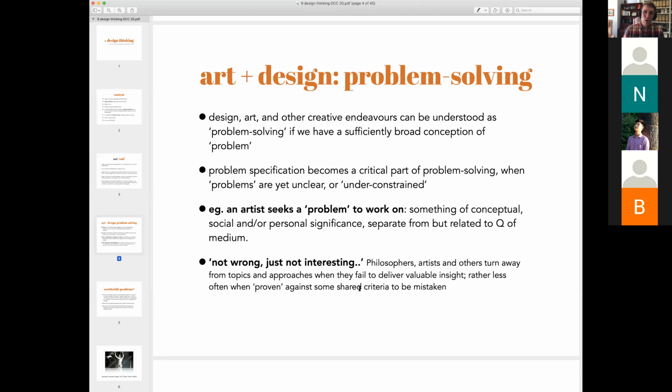Also, why so much work falls out of fashion is that it's not that it's wrong, it's just simply the problems were no longer very interesting. As I say here, philosophers, artists and others turn away from topics and approaches when they fail to deliver valuable insight, less often because they were proven against some shared criteria to be mistaken, that just simply there are bigger issues to be concerned about.